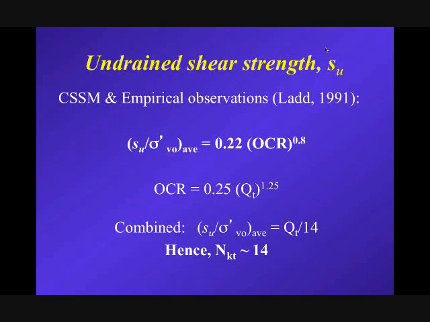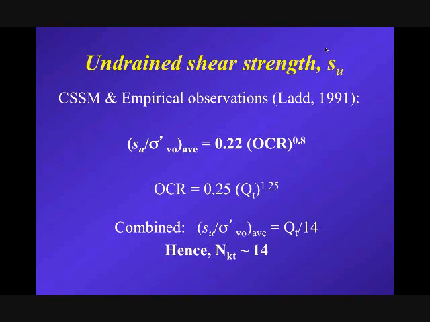Give you a sense of what these numbers work out. Professor Chuck Ladd spent most of his career studying the undrained strength of soft clays, and he came up with this approach, often referred to as the SHANSEP approach, which can be simplified by this relationship that says the undrained strength ratio, on average, is roughly about 0.22 times the OCR to an exponent of about 0.8.